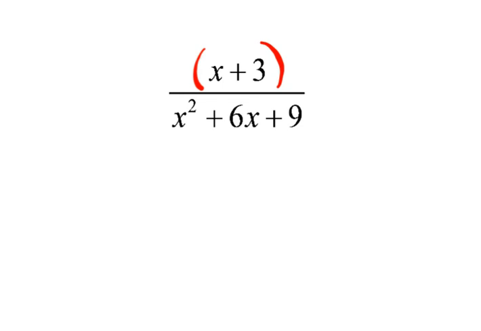Then we're going to factor x squared plus 6x plus 9. We look for a common factor first. There's no common factor. So we're going to go ahead and draw our parentheses.